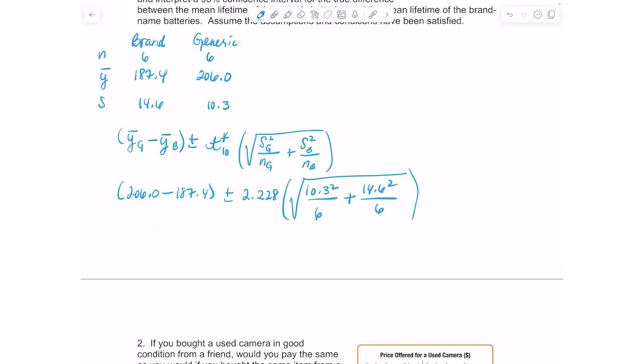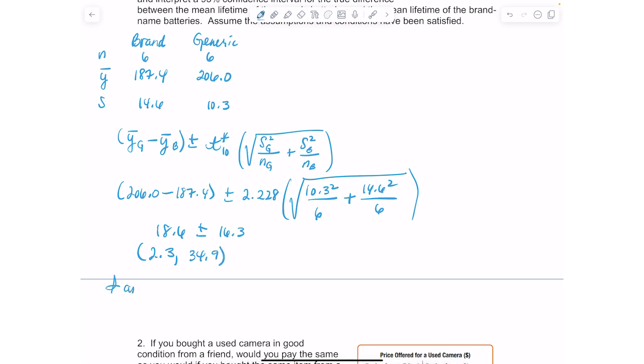And when you subtract 206 and 187.4, your point estimate is 18.6. And then when you multiply the other side, your margin of error is going to be 16.3. So my confidence interval comes out to be 2.3 and 34.9, which is a wide interval.